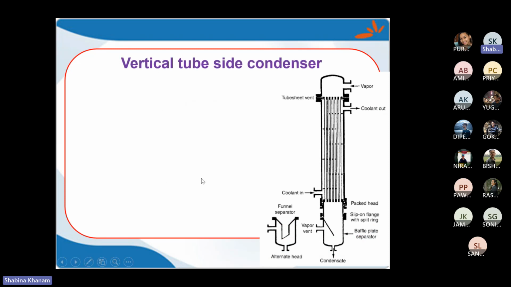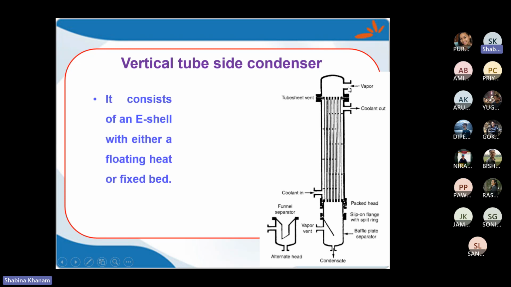Vertical tube side condenser, when I am considering, vapor enters from the top and moves down. Vapor will never enter from the bottom. So in that case, vapor enters from the top and moves down. It includes an E type shell, as we have discussed before also. It is an E type shell, and coolant enters from the bottom and moves upward. From here it will exit.